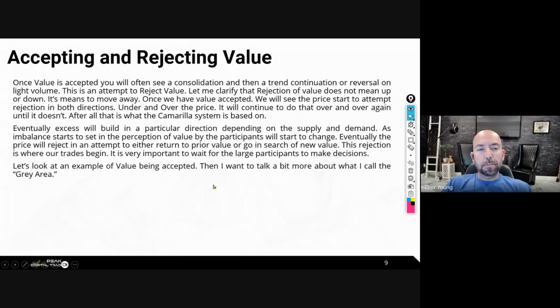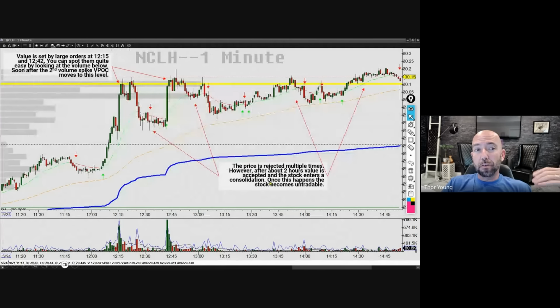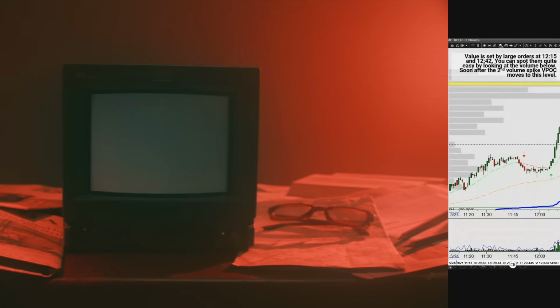So let's take an example of what I mean by that. And then I'm going to talk about what I like to call the gray area. This is an older order here on NCLH, or a chart.